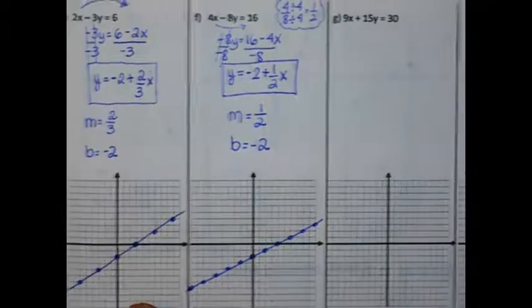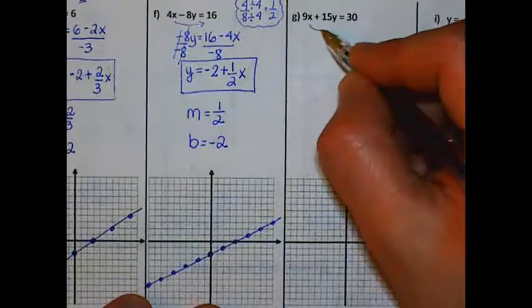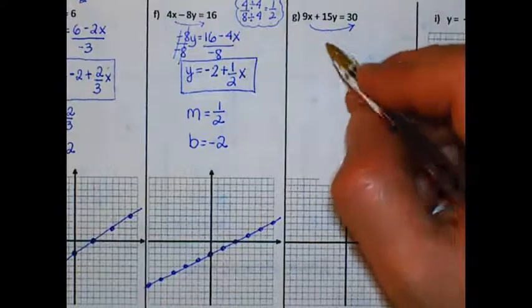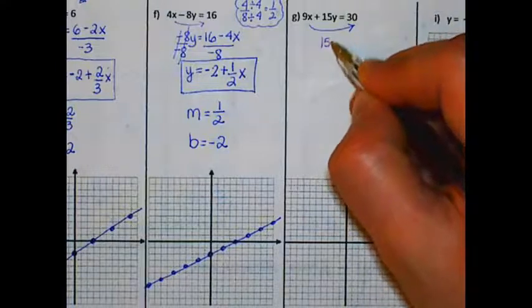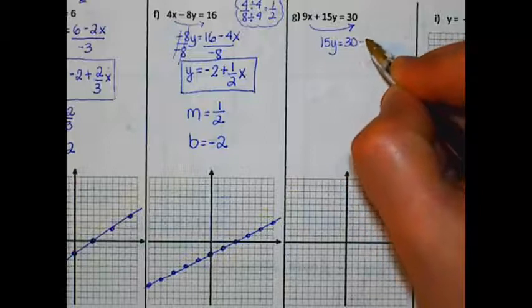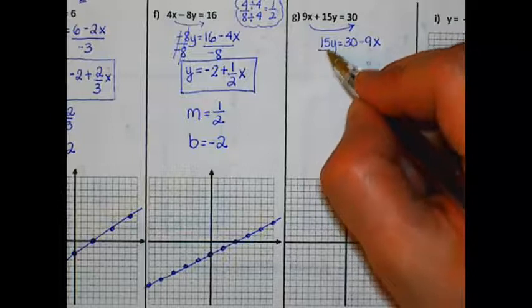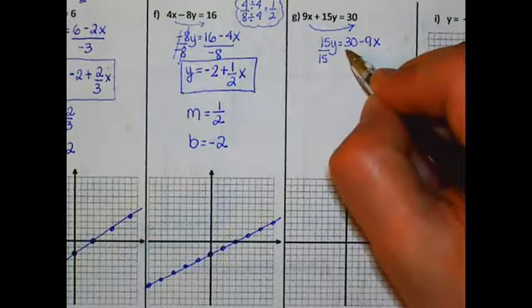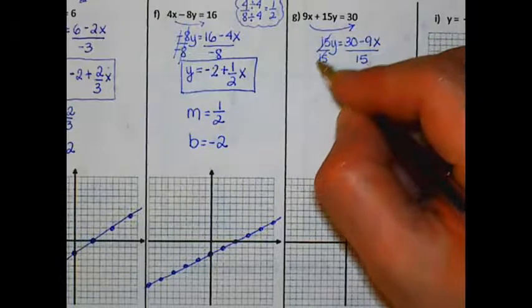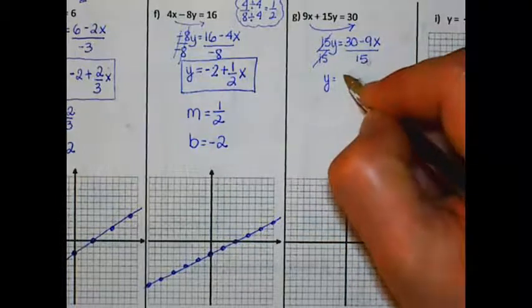Very well. Let's go on to letter G. Again, we want the y alone, so we're going to move the 9x to the other side. So this will be 15y equals 30 minus 9x. Then we're going to divide both sides by 15. The 15 cancels. Y equals 30 divided by 15 is 2.